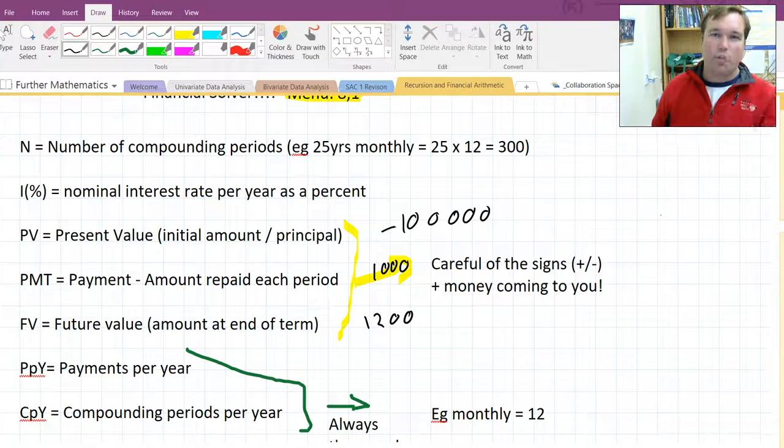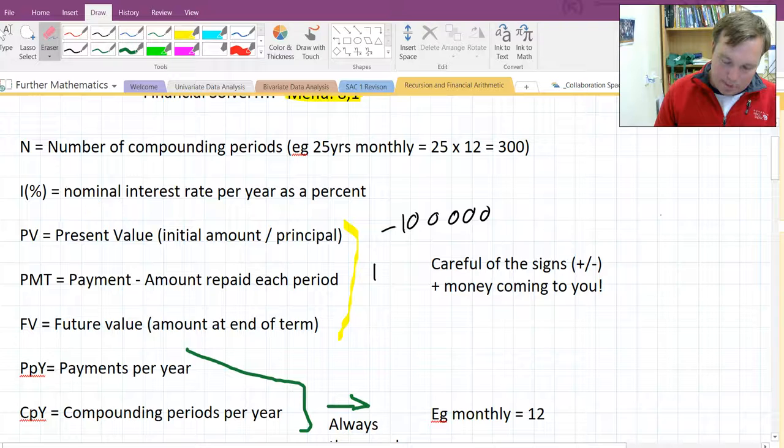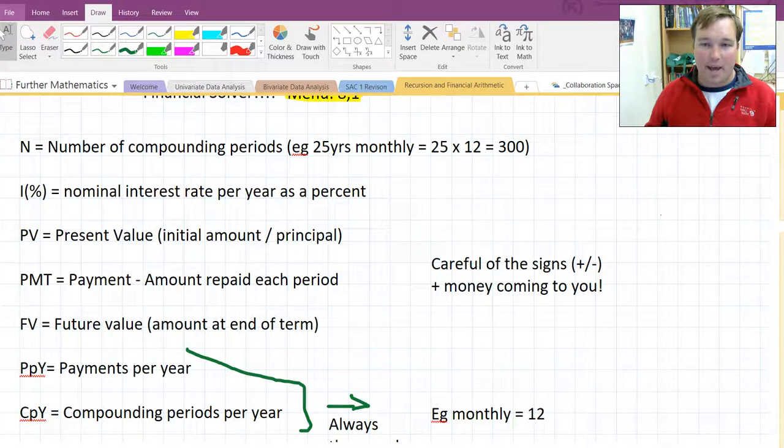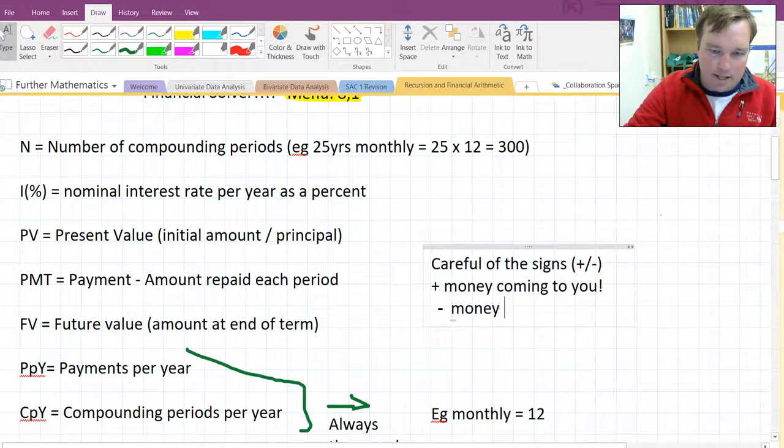So if money is coming to you or to the person in the question, it's assumed to be positive. And this will only work if the signs are right. Now, note, if it's negative, the money is going away from the person in question, or typically it's to the bank, but it can also be into an investment, into a hole in the ground, etc. Negative is money going away.